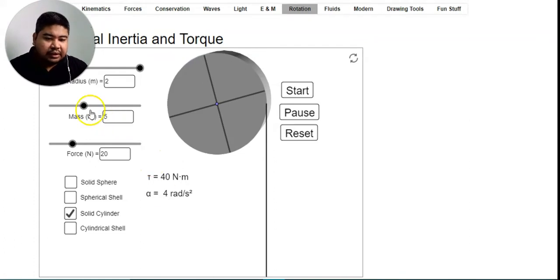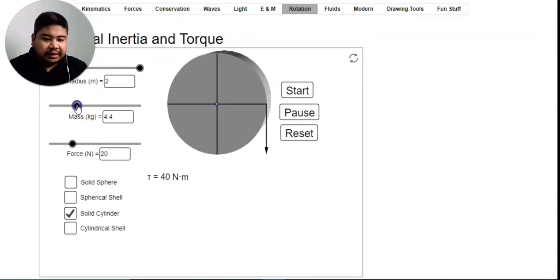Alright, so if we reduce the mass of the disc, the initial mass is 5. Now we have reduced the mass to 3 kilogram. So what you are going to see is that the moment of inertia of the disc is going to decrease. Then because the rotational inertia has decreased, it becomes easier to rotate the body. Then the result is that we are going to have bigger angular acceleration.